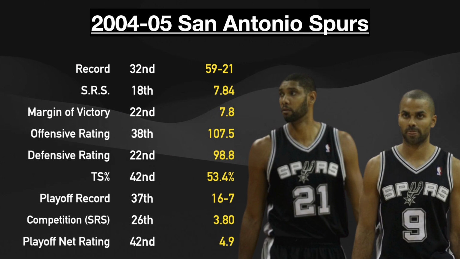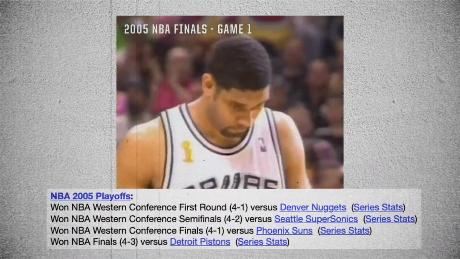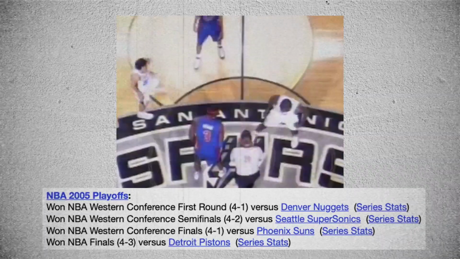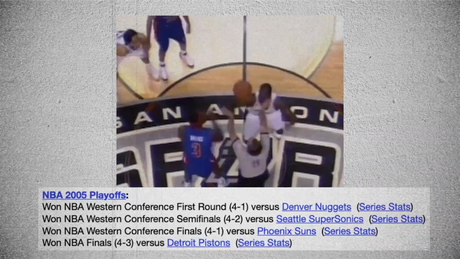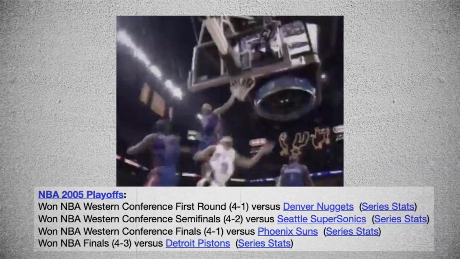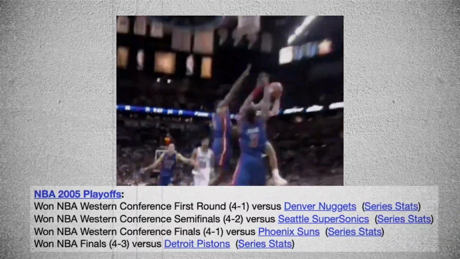One of their best areas was defense, where they had a defensive rating of 98.8, which led the league in 2005 and placed them somewhat high all time. You could also talk about their SRS score, which was 7.84. This team had a record of 59-23 in the regular season. In the playoffs, they beat the Nuggets in 5 games, then they beat the Seattle Supersonics in 6 games, then they beat the Suns in 5 games, and beat the Ben Wallace-led Pistons in the finals.